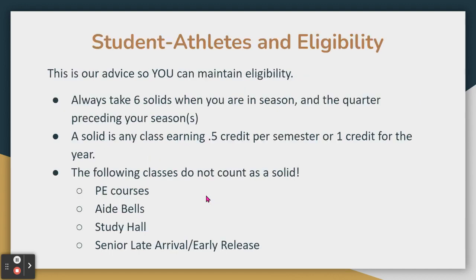If you are a student athlete, you do need to make particular notice of your schedule. All students each quarter should be passing 5 solid classes in order to be eligible for the following quarter's athletics. Solids do not include PE courses, being an aide, study hall, or early or late arrivals. You should request in your schedule at least 6 solid classes that allow you to have flexibility for grades or performance or life events that are unanticipated for each quarter.